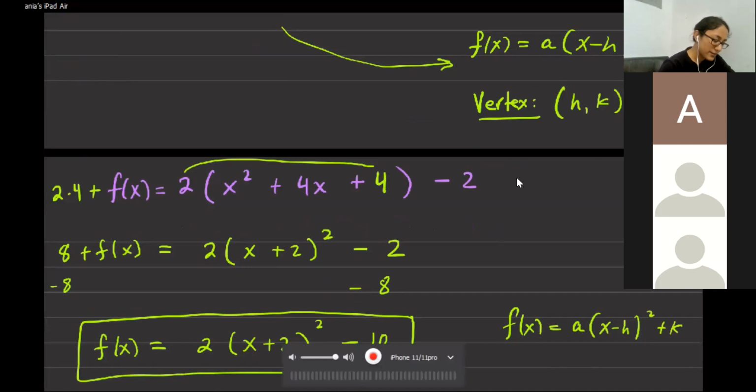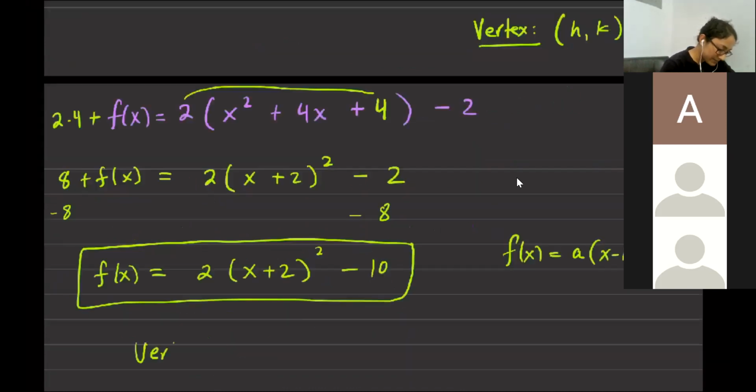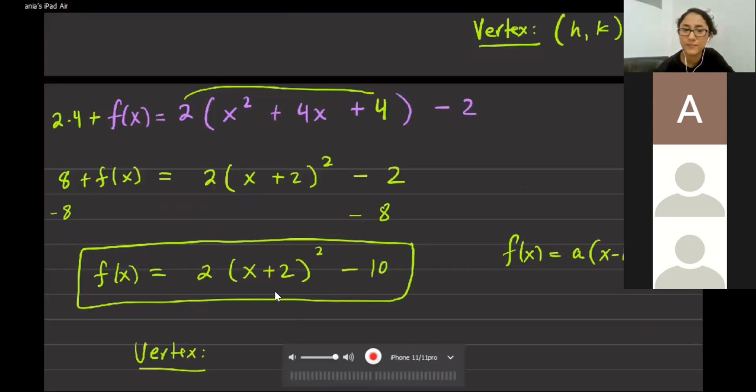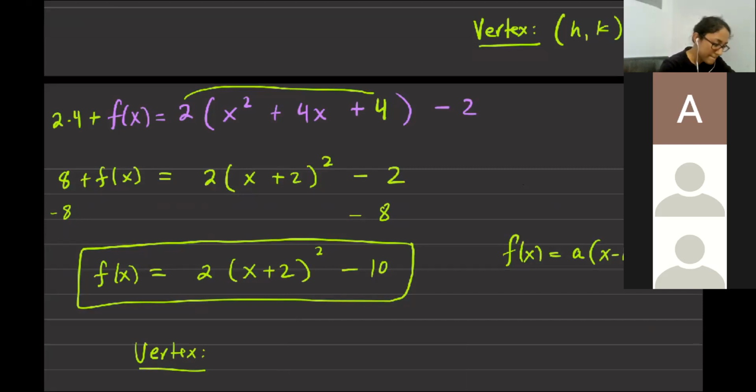Okay, so now what is the vertex? What's the vertex for this parabola? Would it be -2, -10? So the x coordinate is -2 because it's always the opposite of what we see inside the parentheses. And the y coordinate is simply -10. That's the vertex.